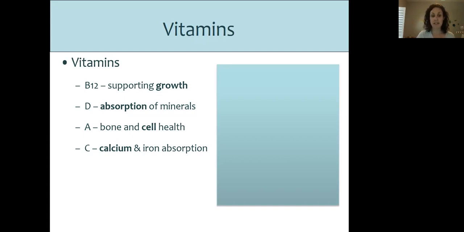If you're taking vitamin C, it's going to help absorb calcium and iron. But if you're not having calcium or iron in your normal diet, then you're not getting the full benefit of that vitamin.